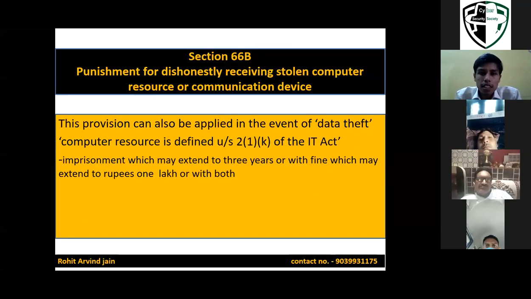The next section is section 66B, which is punishment for dishonestly receiving stolen computer or resources.